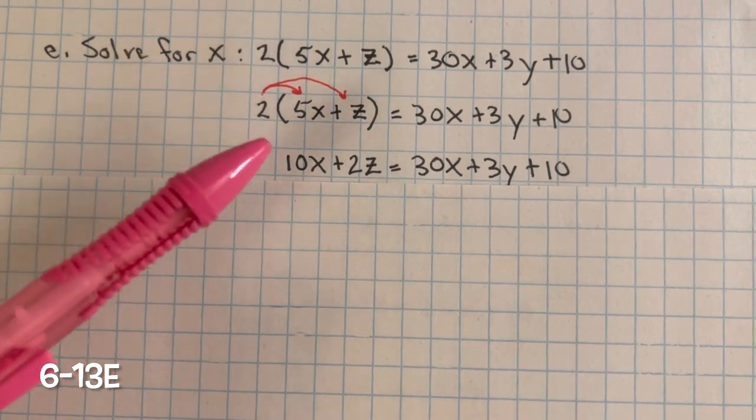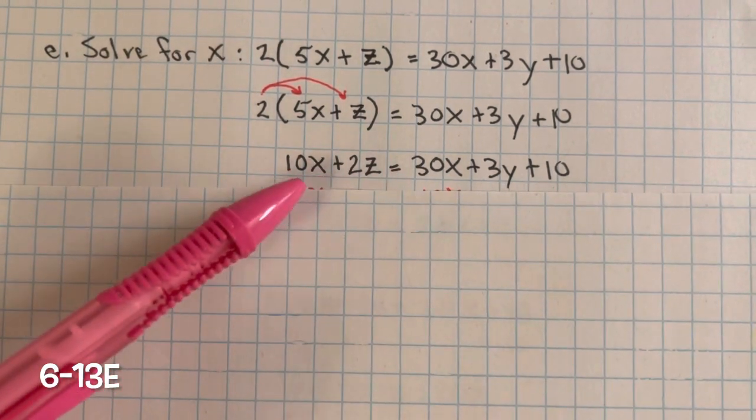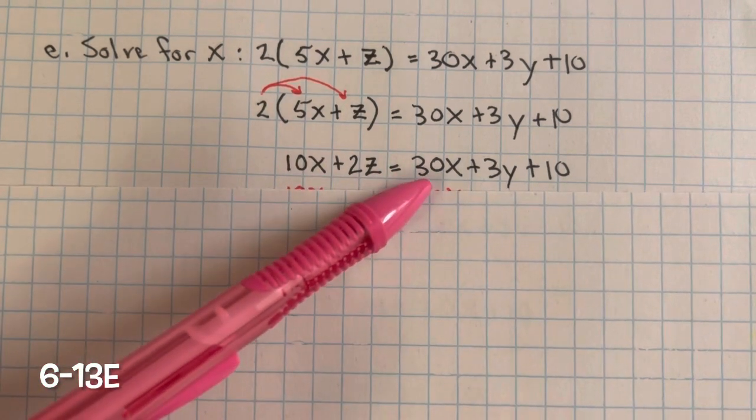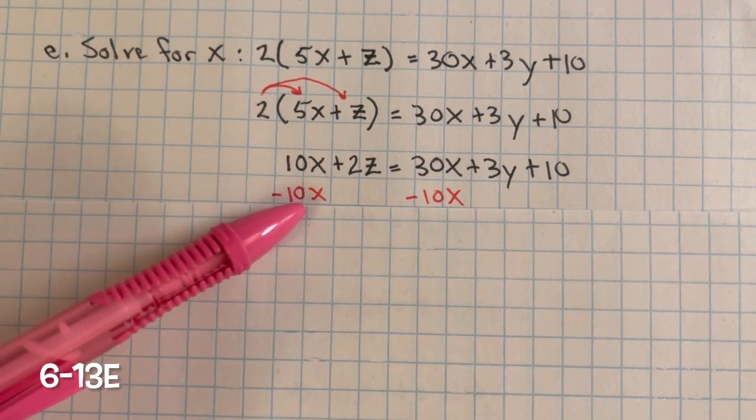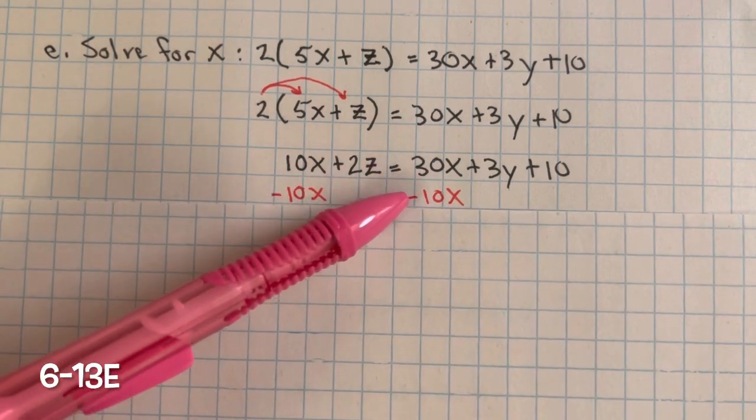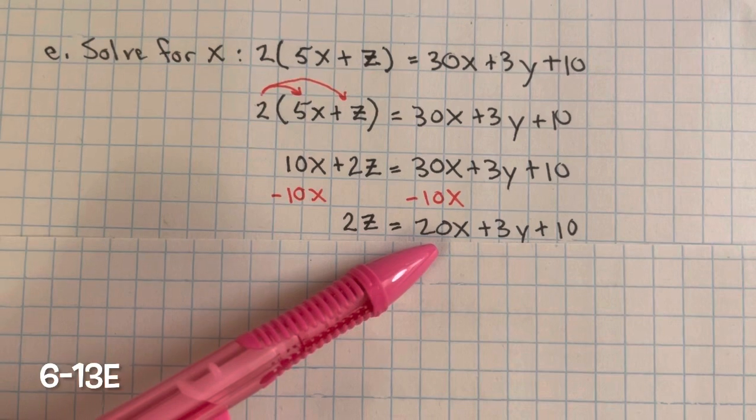Still solving for x, so we want to get x by itself. We're going to bring x to the side that has a greater value. So we're going to subtract 10x from both sides. That creates a 0 pair. 30x minus 10x is 20x.